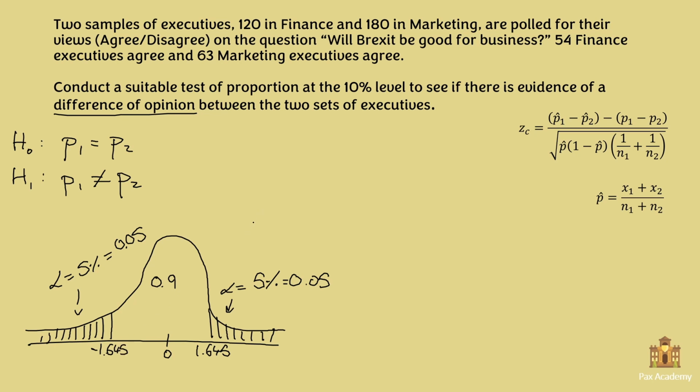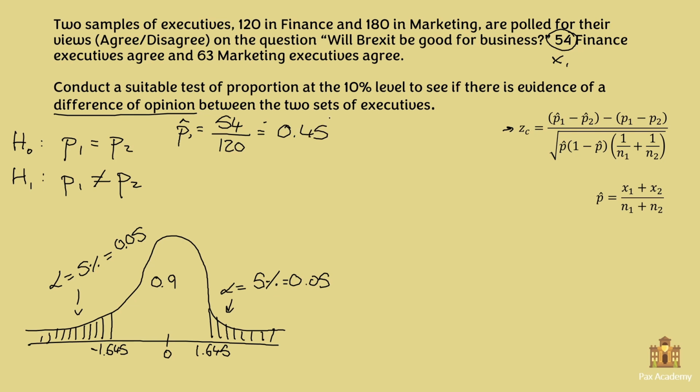Excellent. So all that's left to do now is to find the Z value using this main formula that you can see on the side. Okay, so let's write down what we know first. So first we need to find out the first sample proportion. So P1 hat. Now we said before that this is x1 over n1. So x1 in this case would be the 54 finance executives that agree. So 54, and then in total, there's 120 executives in finance. So n1 is 120. This should give you 0.45.